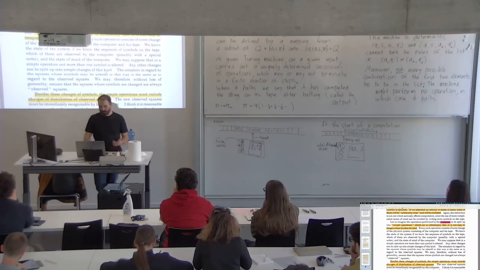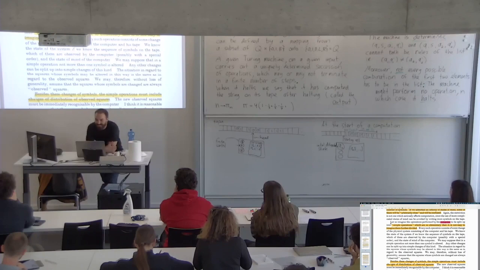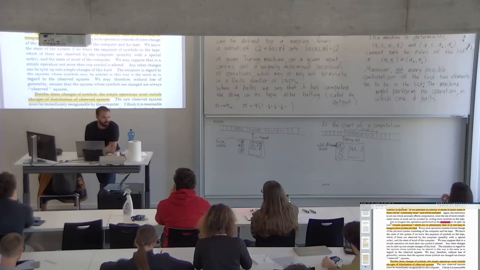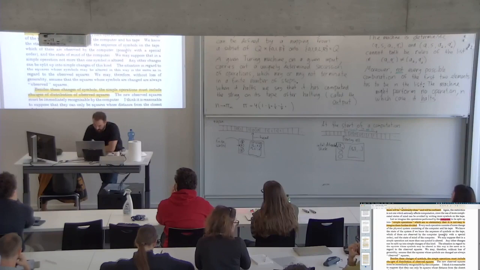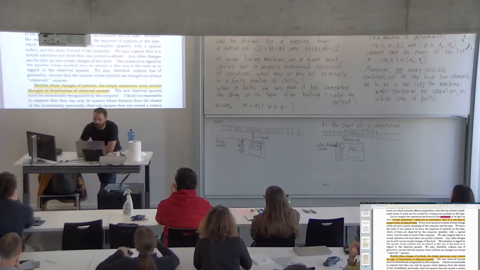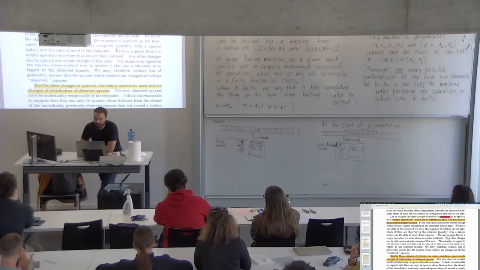Okay, I keep going a little bit because I think it's too nice. Let us imagine the operations performed by the computer to be split up into simple operations, which are so elementary that it is not easy to imagine them further divided. That's what we did. Each such operation consists of some change of the physical system consisting of the computer and its state. We know this state of the system if we know the sequence of symbols on the tape, of which these are observed by the computer, possibly with a special order, and the state of mind of the computer.